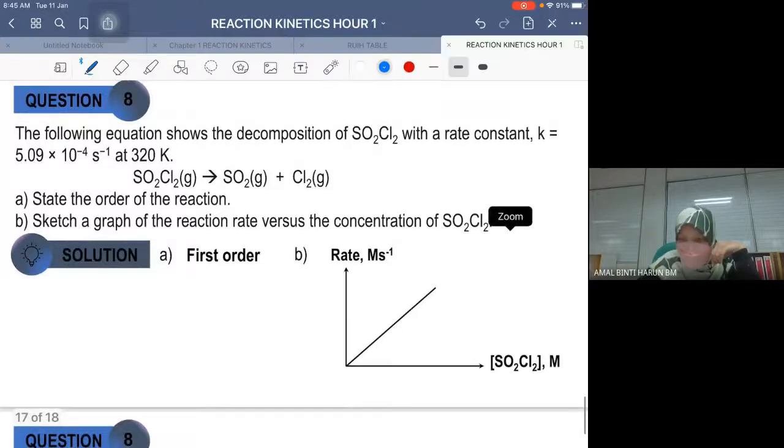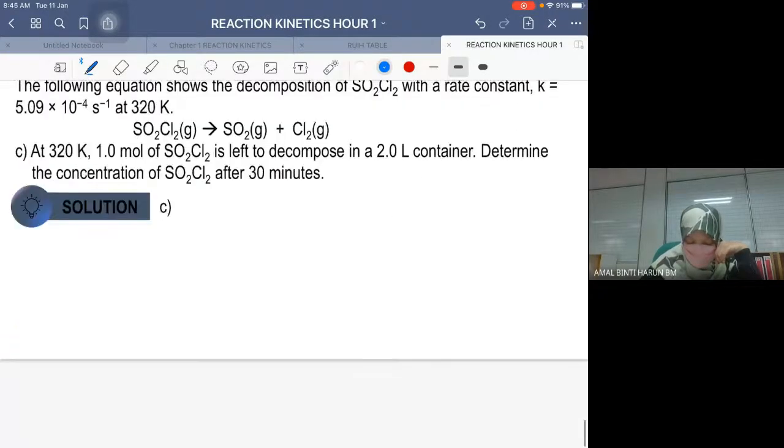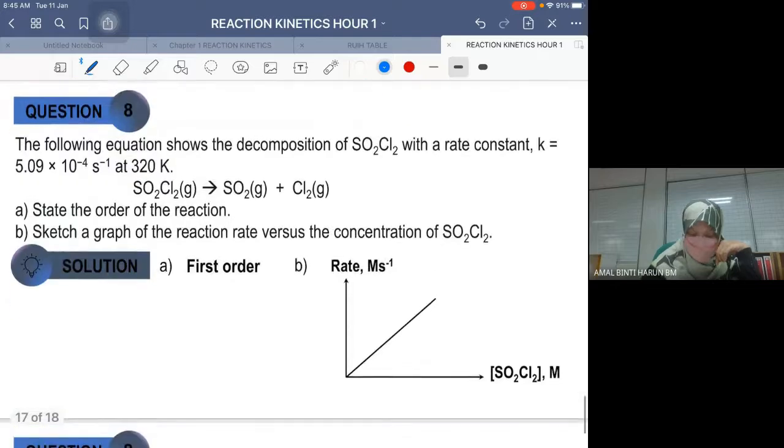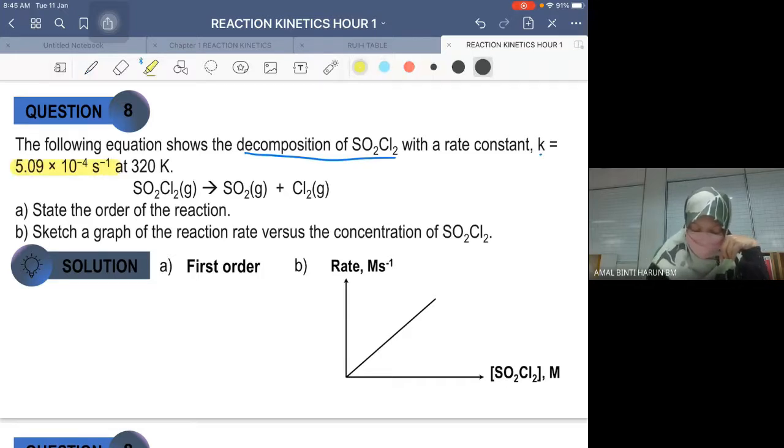State the following equation. Okay, last soalan last. The following decomposition of thionyl chloride with the K. K is given. State the order of the reaction. So macam mana kita nak identify the order? We know that it is unit K, daripada unit K per second. So it is first order.